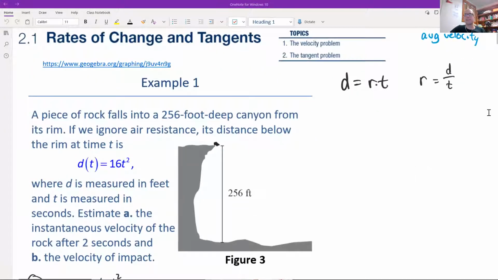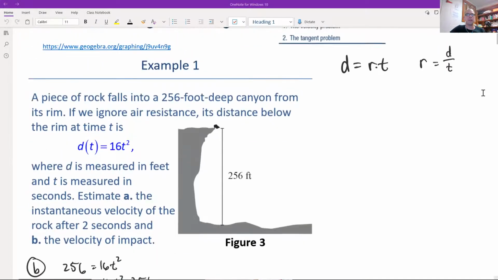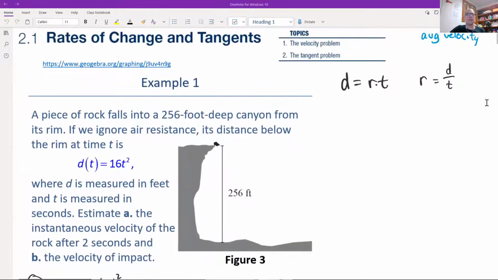Let's go ahead and start in on this problem. Example number 1. A piece of rock falls onto a 256-foot deep canyon from its rim. So we've got the rock starting up here, it's going to fall down. The distance below the rim at time t is 16t squared.